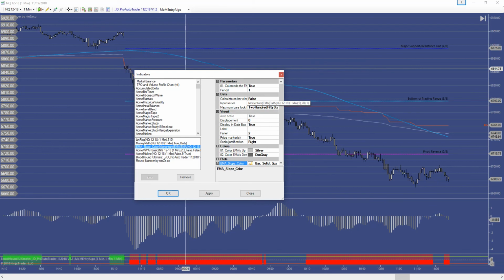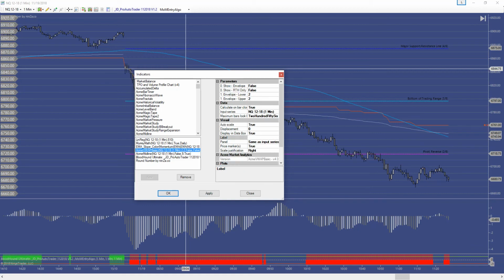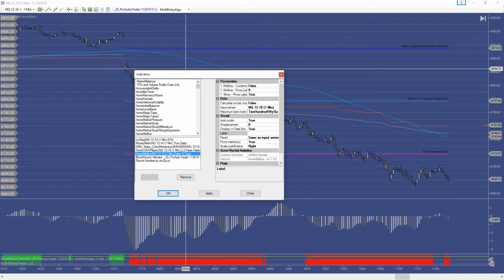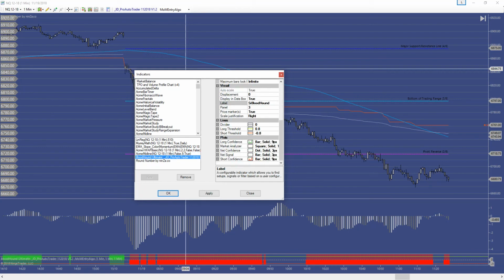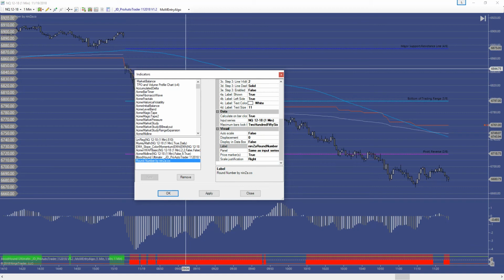If you don't know how to nest indicators, you can look for that. There are plenty of videos that show you how to do that. Then I use the ACME and the midline, the VWAP, the midline, and I'm also using the Bloodhound for plotting that.